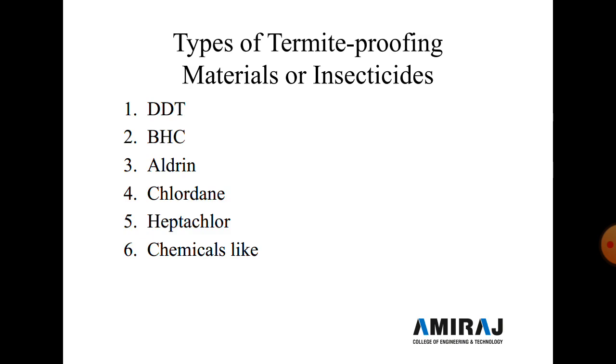Here a list of different types of termite proofing materials is given: DDT, BHC, Aldrin, Chlordane, and Heptachlor. All these chemicals are generally used as termite proofing materials.